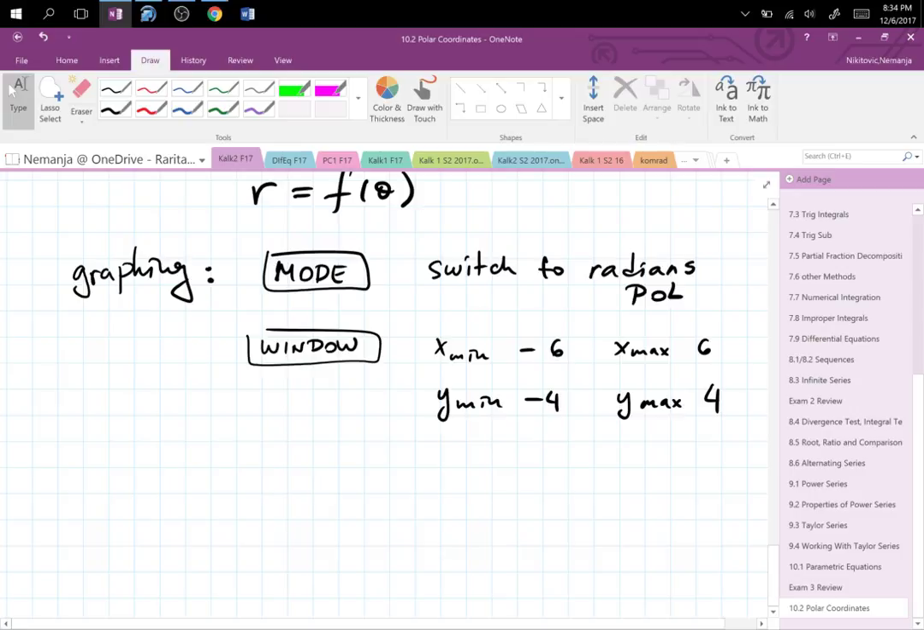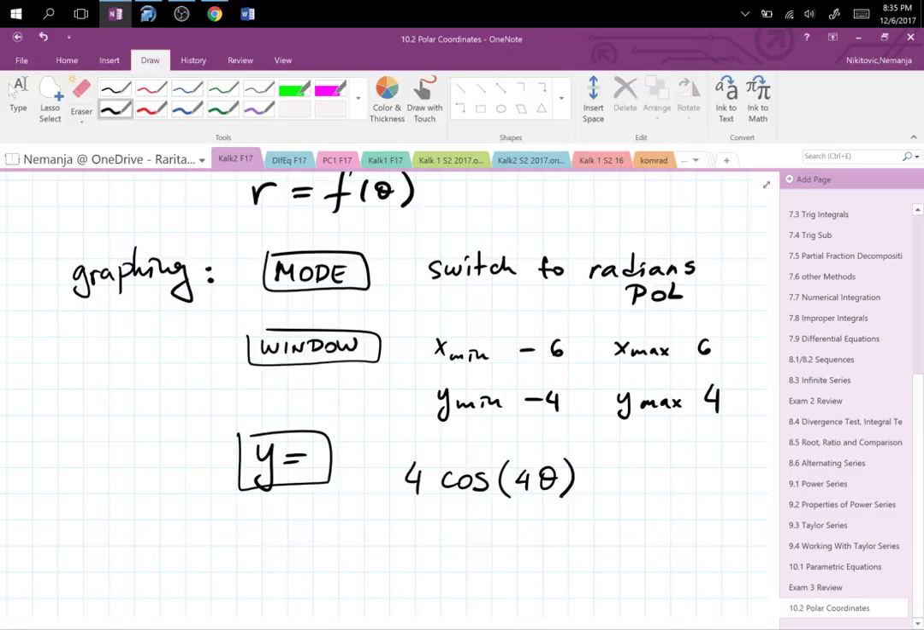Now, when you go to the Y equals screen to plug in the function, do you see that you now have R1 and R2 and R3 instead of F1, F2, F3? That's because you switched to polar. Now it's looking for the polar input. And when you push the variable X button, it will be printing thetas. It will not be printing X's. Now, what I want you to type in is 4 cosine of 4 theta. 4 cosine 4 theta. And then press graph.